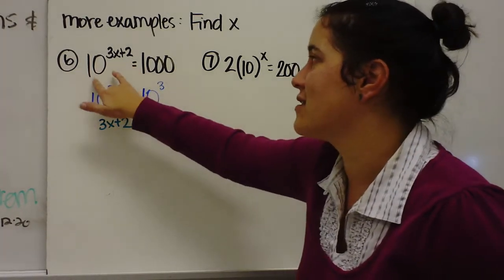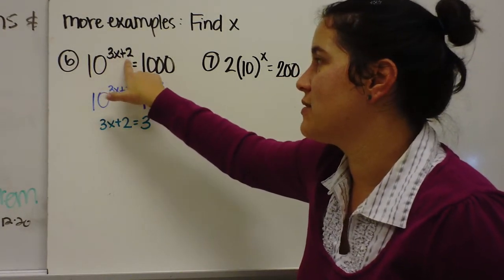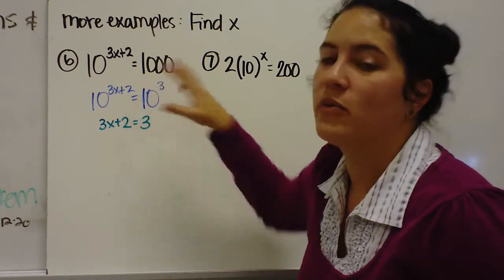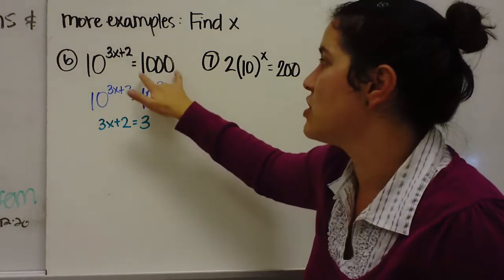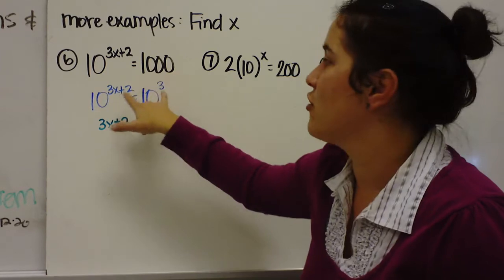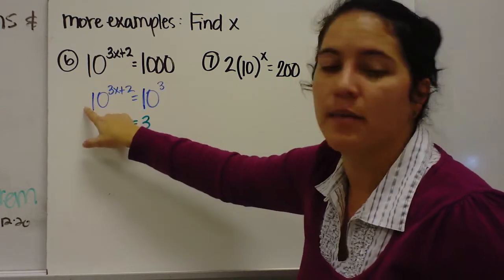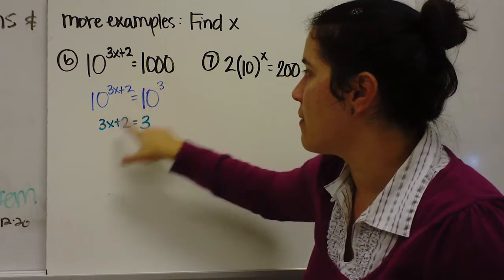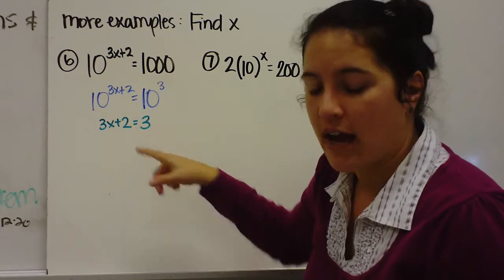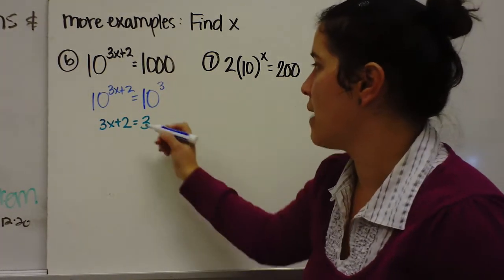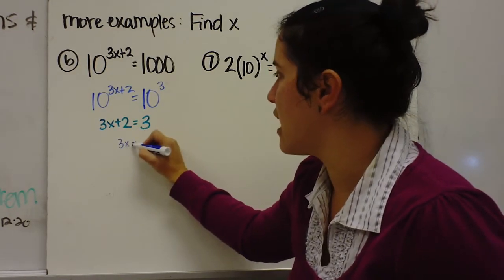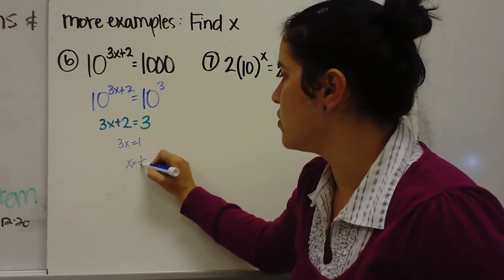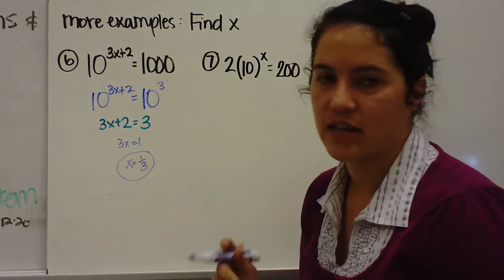In number 6, 10 to the 3x plus 2 power equals 1,000. Now we practiced this. If you can get it down to a base of 10, then your exponents have to be equal. So this is already a base of 10, and 1,000 is 10 to the third. So I know that my exponents are going to be equal. And then you could solve by subtracting 2 from both sides, and then you divide both sides by 3, and x equals 1/3.